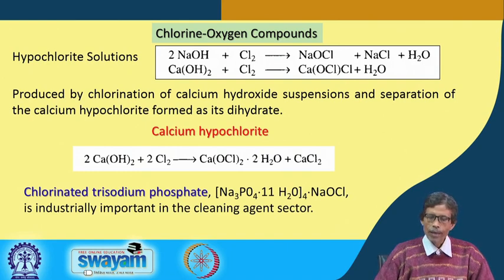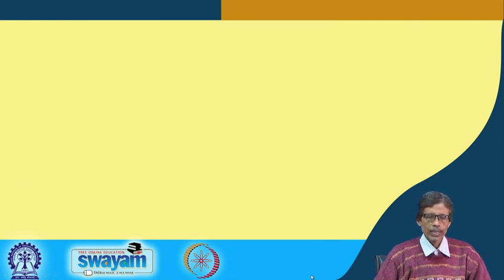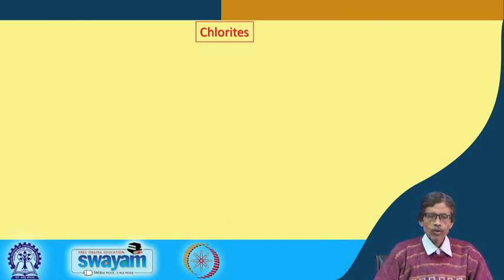So, that is why you have only one NaOCl part, this huge network of sodium phosphate as well as 11 water molecules. It is also a very useful industrial agent in the cleaning agent sector, where people are producing it only for cleaning purposes, not bleaching or anything. This is a very useful material or salt which can be produced industrially.